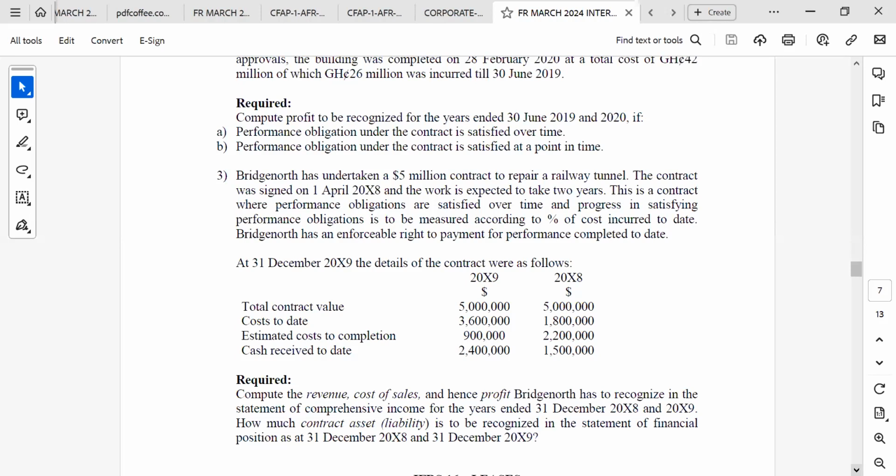Okay, that is nice. So this is a construction contract. And which of the methods are they using, input method or output method? What method are they using to determine the percentage of completion? We have two methods, input and output. Which of them are they using?